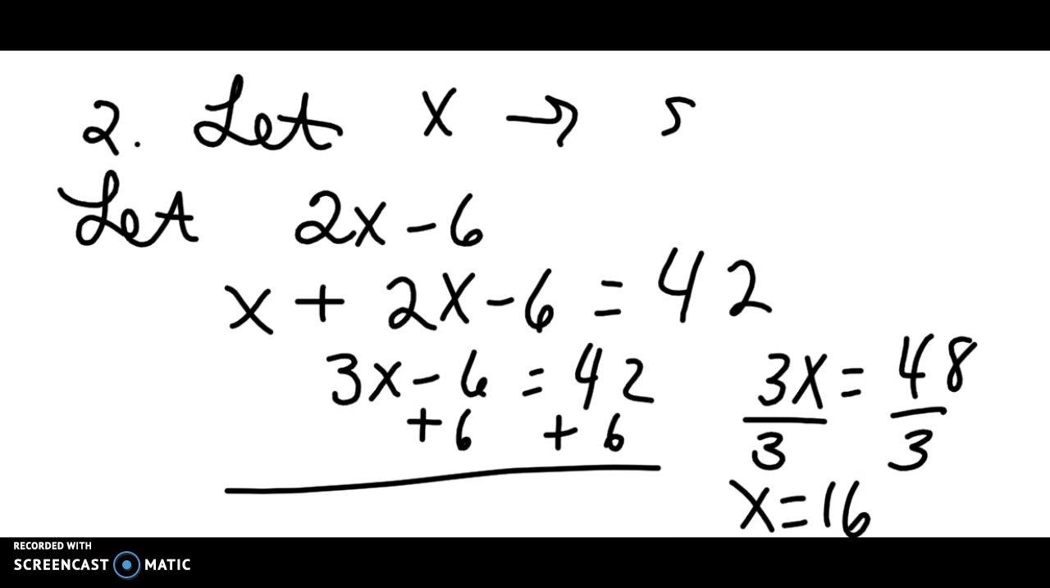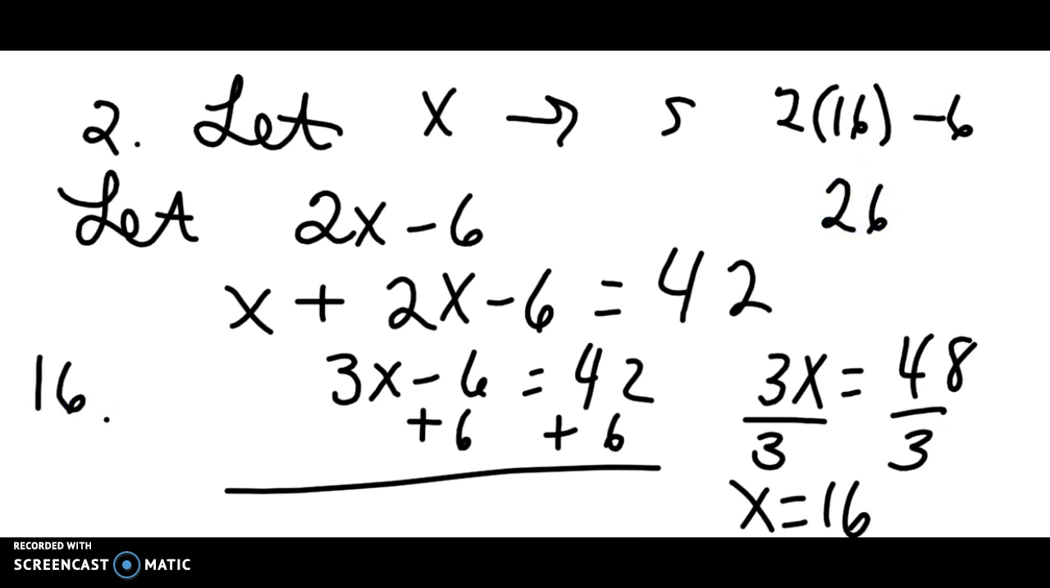Now, if I look at the second number, it says 2 times x, so 2 times 16 minus 6. So you get 32 minus 6 gives you 26. So number 2, the two numbers are 16 and 26. If you add those two together, it's going to give you 42. Okay, so now I want you to pause it. I want you to do 3 and 4. And when you're done with both of them, turn this back on, because all I'm going to do is give you the answers.